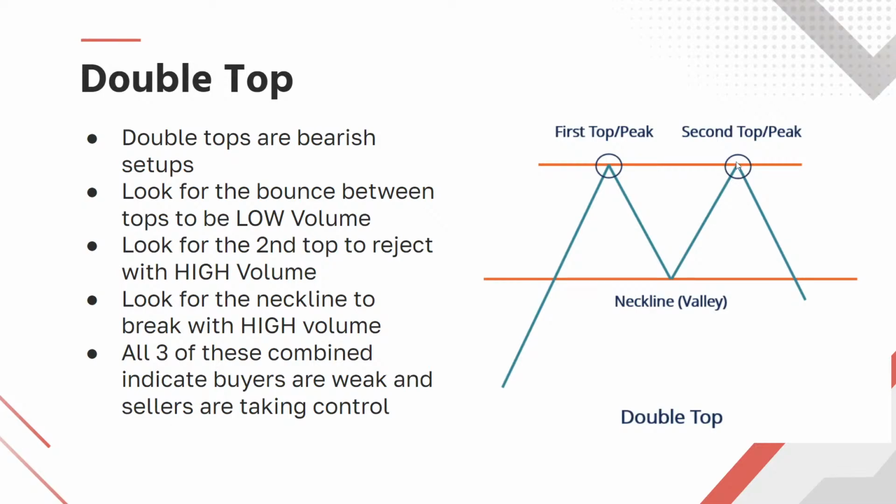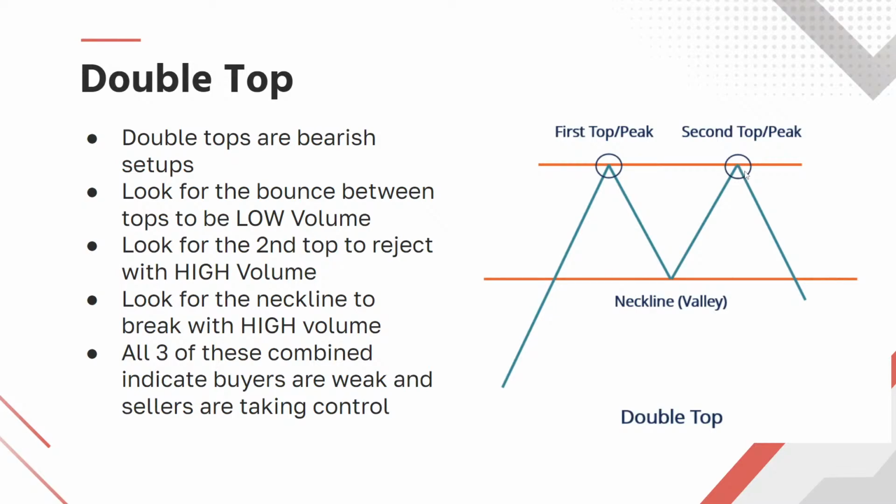The second thing we want to look for is a rejection on this second top to have high volume, because that shows that bears are stepping in and rejecting this low volume move, showing that they have more power, more reserves right now.